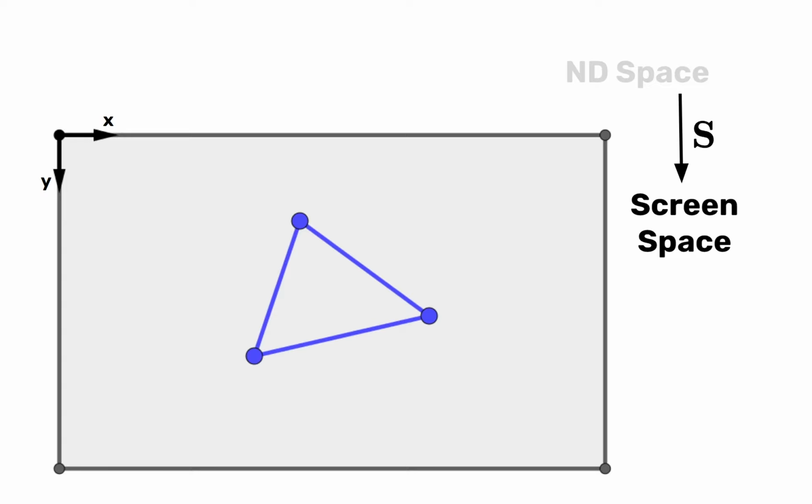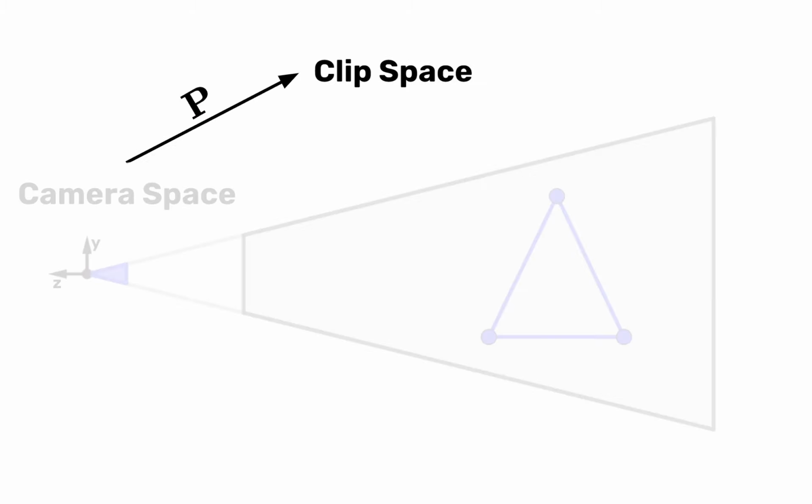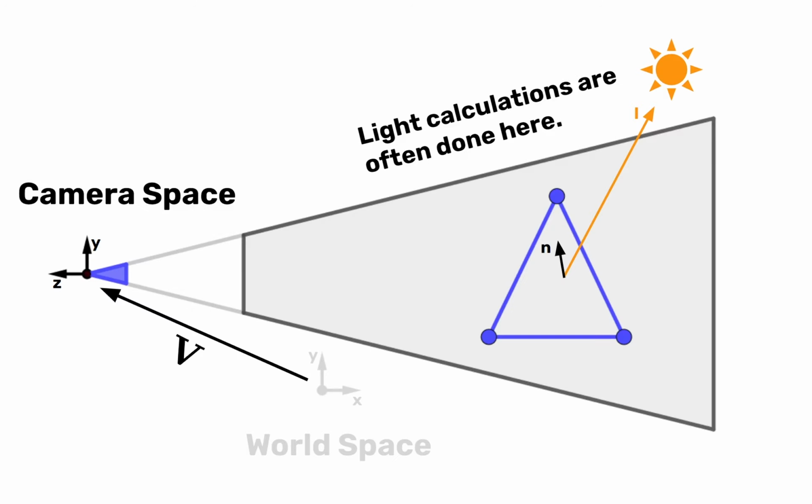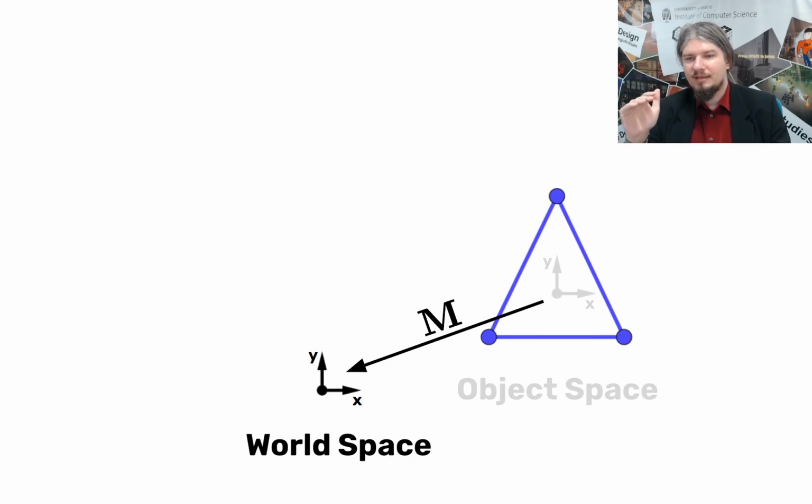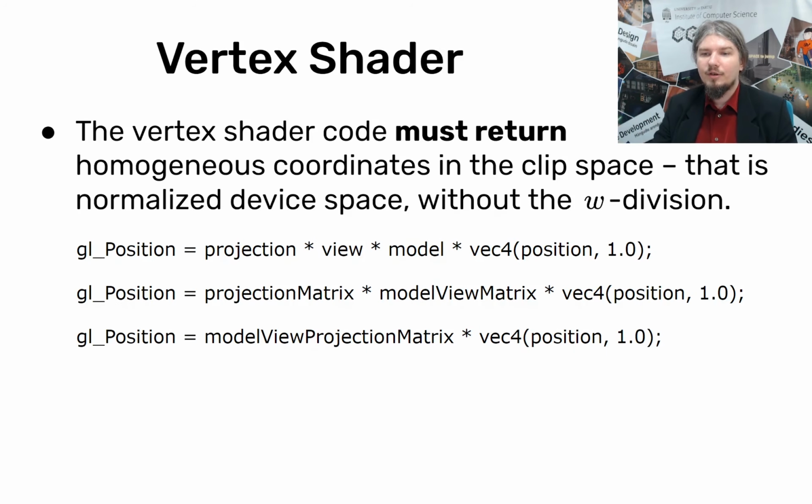These last steps, this division and this screen space transformation, are done automatically in the GPU already. But these first steps, the projection matrix, the view matrix, and the model matrix, these are what the vertex shader is responsible for. And this is how the code of the vertex shader looks. The vertex shader code must return homogeneous coordinates in the clip space, that is this normalized device space, without the W division. Now it depends how you actually implement this.